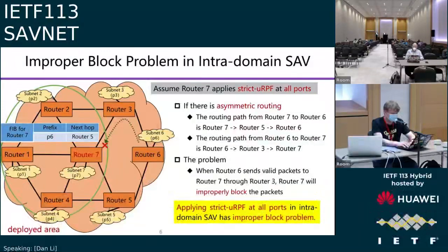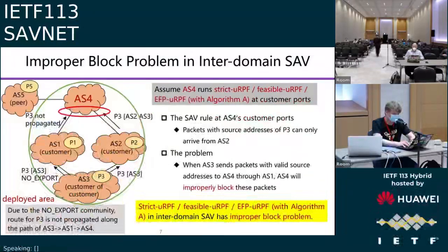So it means that in this case, applying strict URPF at all the ports in intra-domain SAVE will have the improper block problem. As a whole, no matter whether we apply strict URPF at the subnet port or at all the ports, there will be either the improper permit problem or the improper block problem for the intra-domain network. Okay, then let's turn to the inter-domain case. In this figure, there are 5 ASes, AS 1, 2, 3, 4, and 5. And let's pay special attention to AS 4.